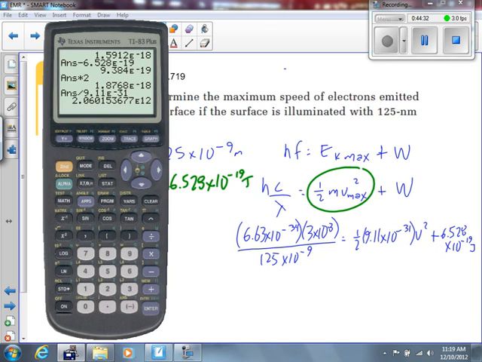Listen, if this is a multiple choice question, one of your options will be 2.06 times 10 to the 12, because a very common mistake is forgetting to square root it. But if you see that, you know it's got to be wrong because it's greater than the speed of light. If you get an answer for a speed that's somewhere in that range of 10 to the 12, 10 to the 13, in all likelihood, you forgot to square root it. So let's square root this.